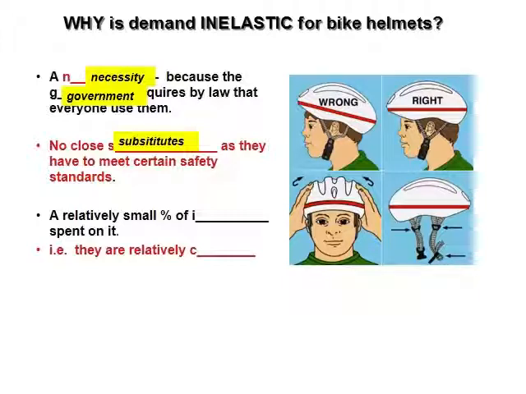I mean, you might spend $40 or $50 on it, but you would only spend that amount of money over quite a few years, really. You would expect a helmet to be quite durable, to last a long time. So they take a relatively small percentage of income, and so you would say relatively cheap.